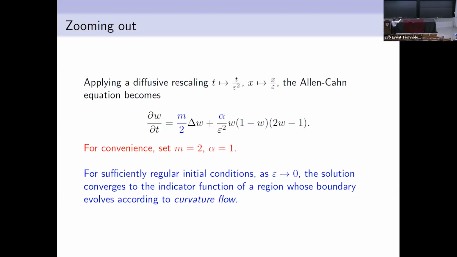And in fact, what happens to that region is that it's not static. One's first guess might be it'd be static, right? Because we've got this incredibly strong force pushing us to be either 0 or 1. But this Laplacian is enough to shift it. And the way that it shifts it is we get convergence to the indicator function of a region whose boundary evolves according to something called curvature flow.